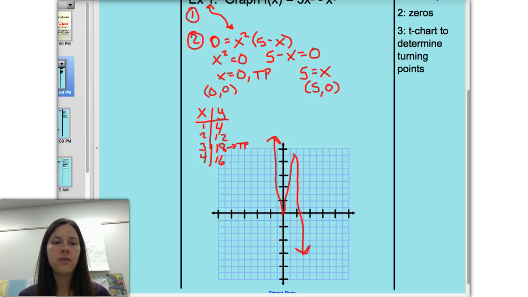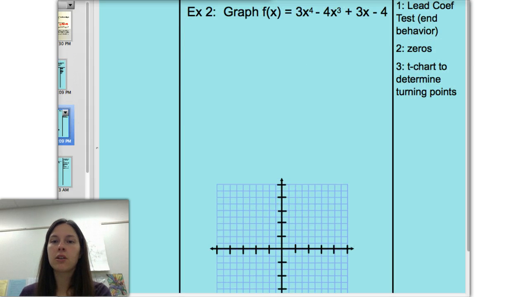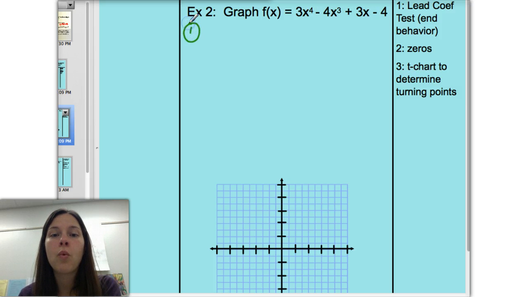Let's look at another graph. This time our equation's a little bit more complicated. So the process is the same. Make sure you understand that leading coefficient test and how to identify what your graph should look like. This time it is in standard form, so we have the highest power of 4, and the leading coefficient is positive. So it's going to look maybe like a W opening up.